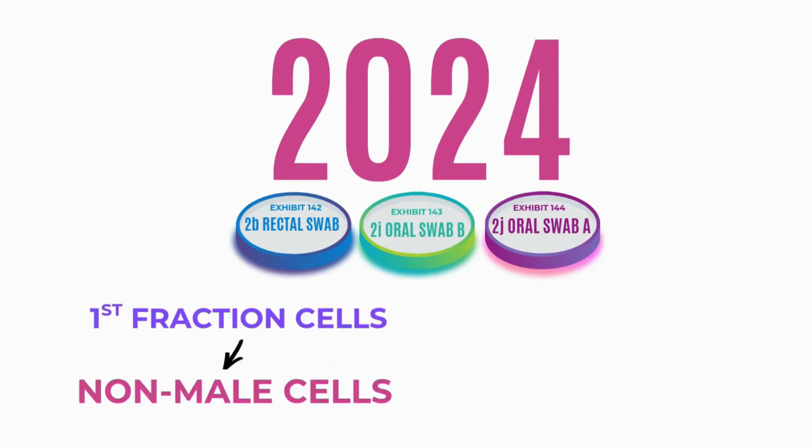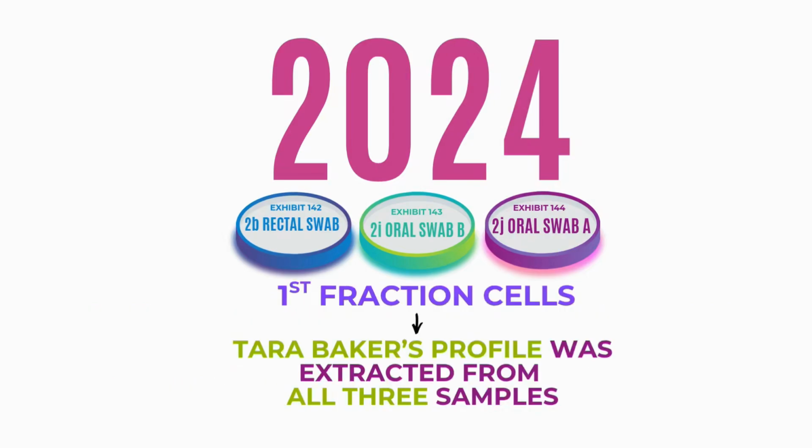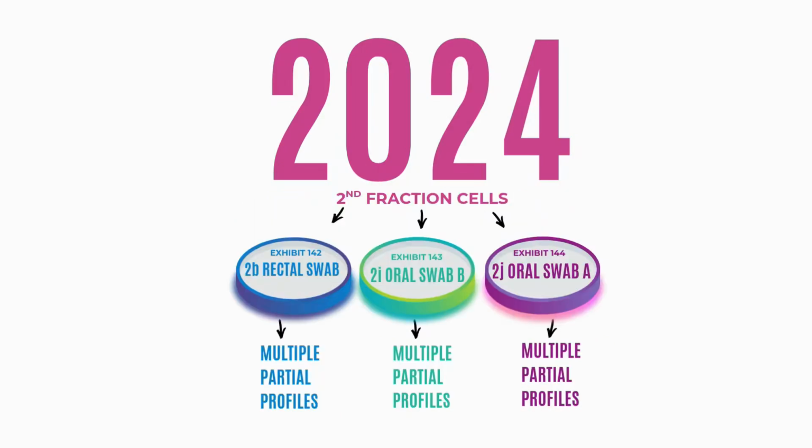First fraction cells are non-male cells, and second fraction cells are male cells, and that could be any type of male cell. All three of the samples were matched to Tara Baker in the first fraction cells. The second fraction cells of each of the samples had multiple partial DNA profiles.